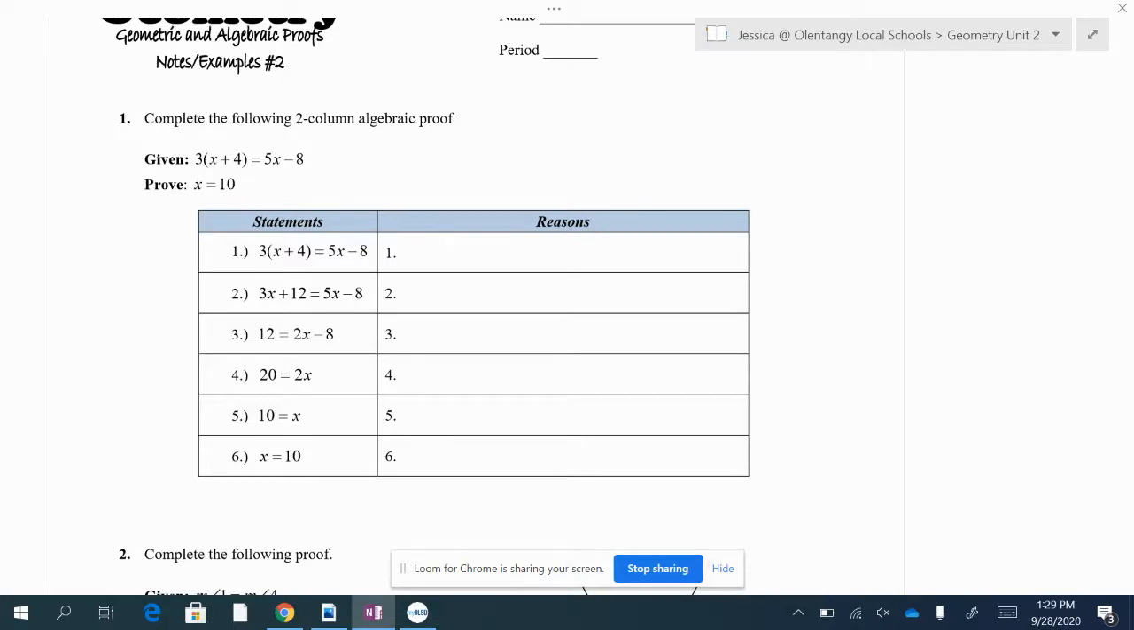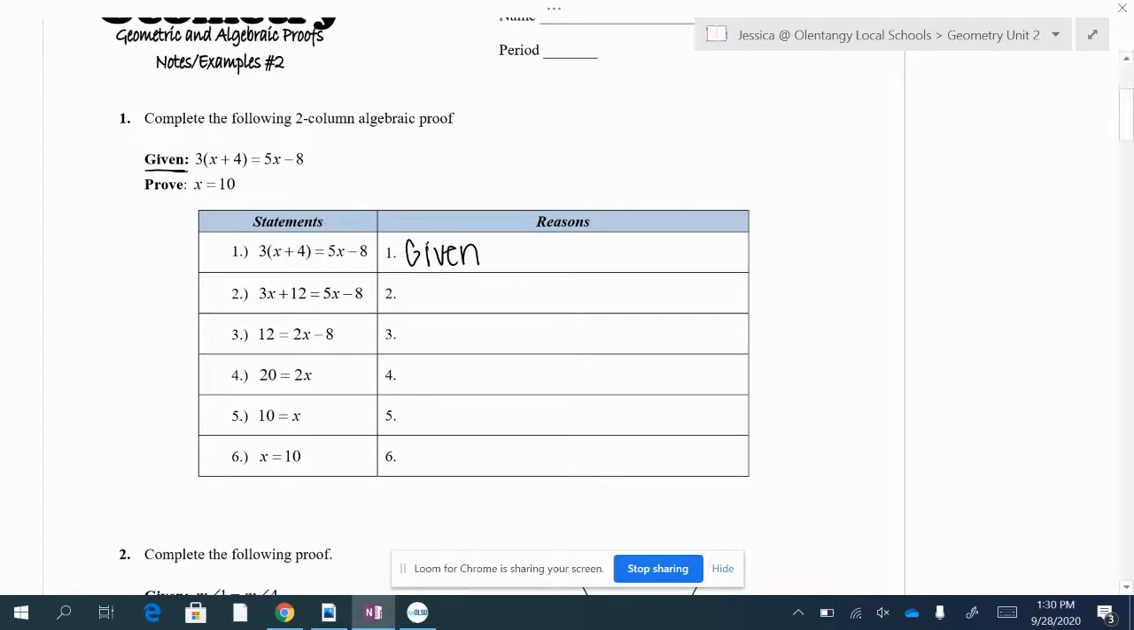So for these notes, it says complete the following two-column algebraic proof. Given that 3 times x plus 4 equals 5x minus 8. Well, that is our first step, so that one is going to be given here. Remember, whatever we are given up here is the first line in our proof. Then we have to look from this step above it to step 2.